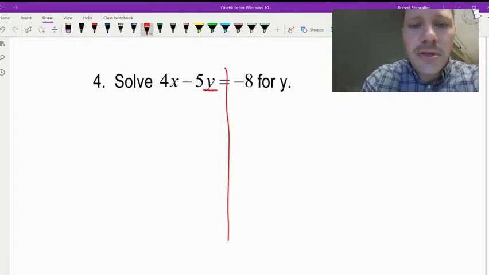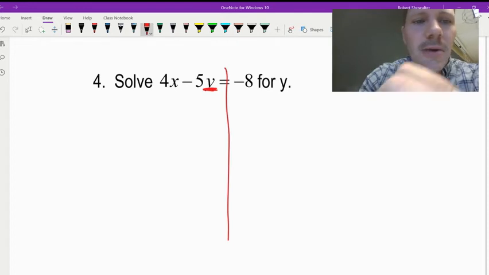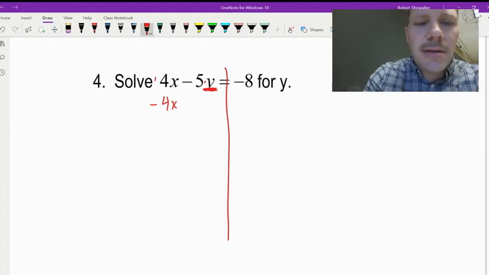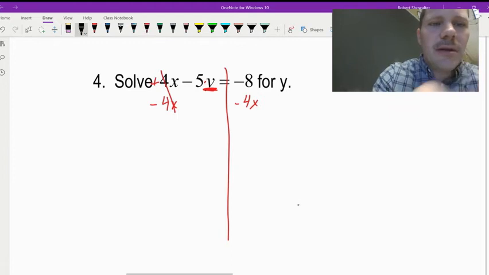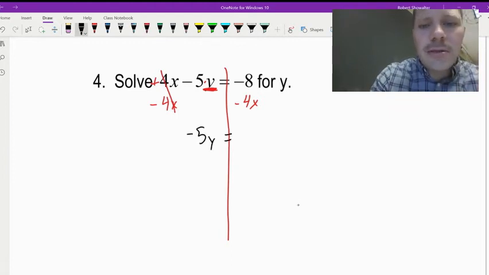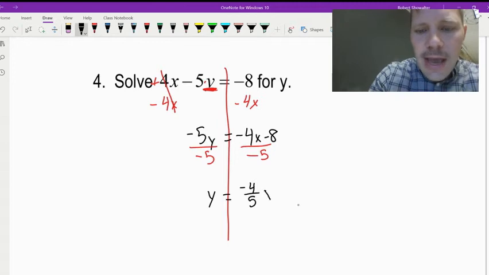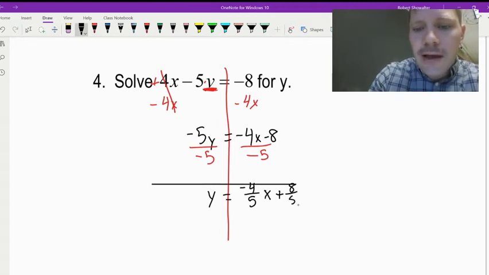So we're solving for y, so we're identifying where that is, and now we're going to dig out the rest of the stuff. So we have the 5 times y, and we have this plus 4x. It's a plus 4x, so we're going to subtract 4x from both sides. That cancels over here. We get negative 5y equals negative 4x minus 8. We're going to now divide by negative 5 because it's negative 5 times that. So we get y equals negative 4/5 x plus 8 over 5.